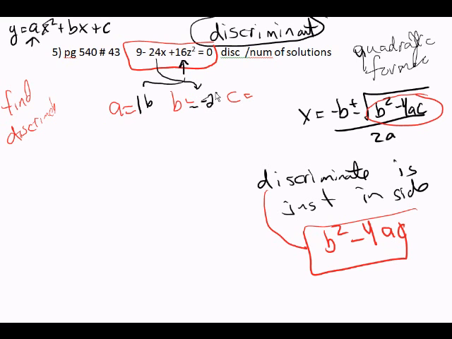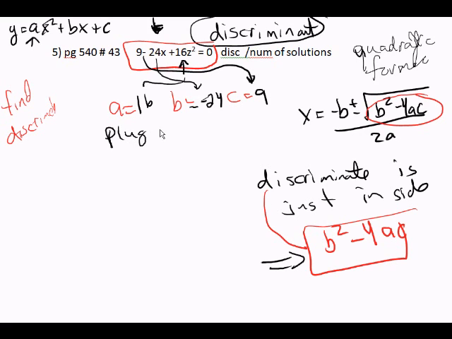B is the number next to the x, and that's negative 24. And then C is the number without the x. So just be careful, because I picked this problem out specifically because they did the same thing on your quiz. They wrote them backwards. So you just have to remember A is the number in front of the z squared, B is the number in front of the x, and C is the number without the x.